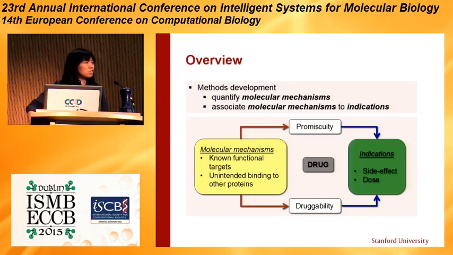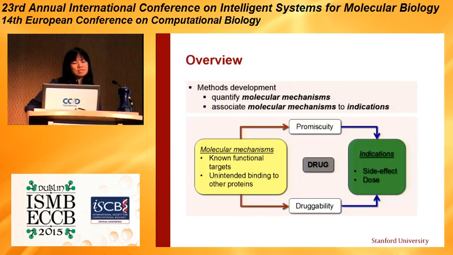One is the known functional target. The other is the off-target or unintended bindings to all other human proteins. So for the unintended binding, we define the term promiscuity. And for the known functional targets, we analyze its effectiveness or the drugability.